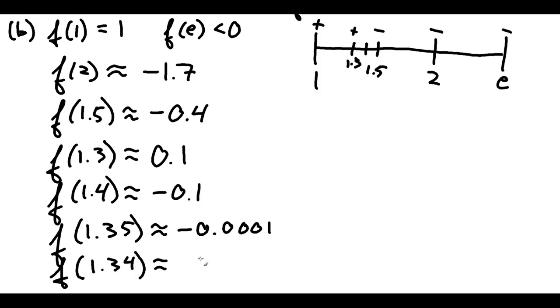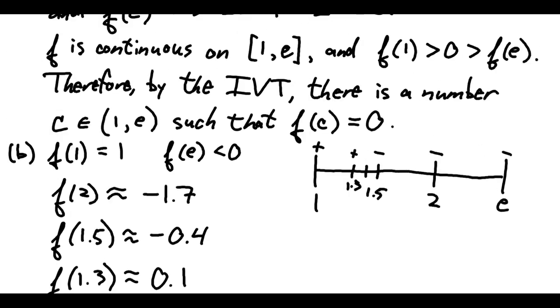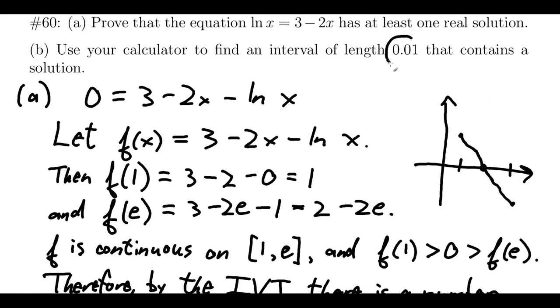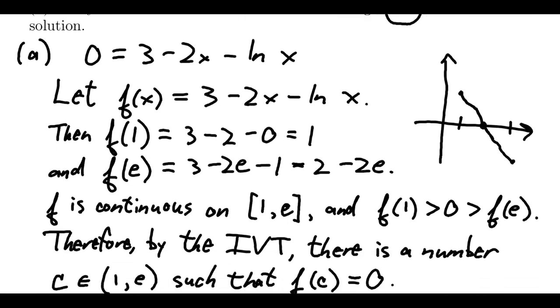And maybe we'll get lucky. 1.34 turns out to be about positive 0.03. So looking at this, the intermediate value theorem tells us that there must be a 0 between 1.34 and 1.35, right? Because here the function is positive, there the function is negative. It must pass through 0 on its way between those. And the difference between those is 0.01. That is what we were asked to find, an interval of length 0.01 that contains a solution.